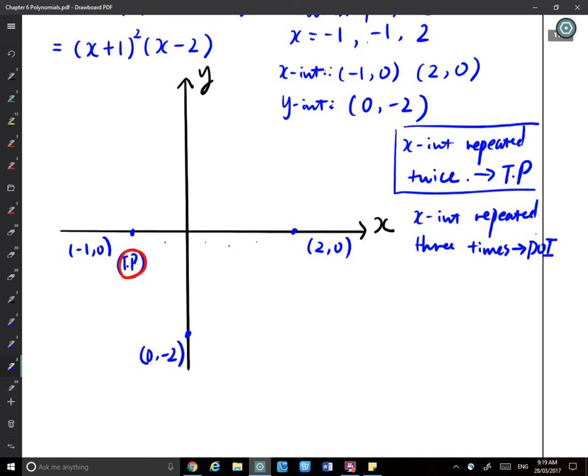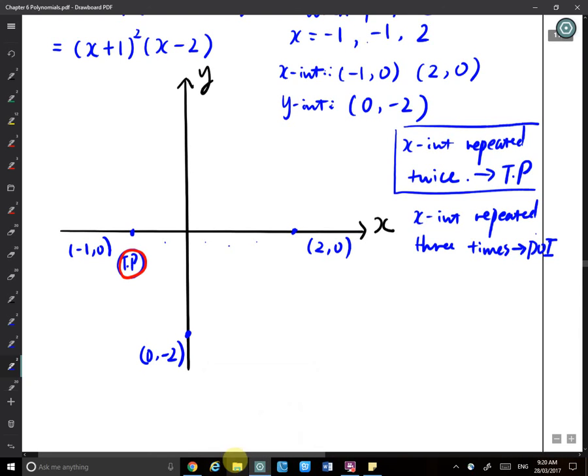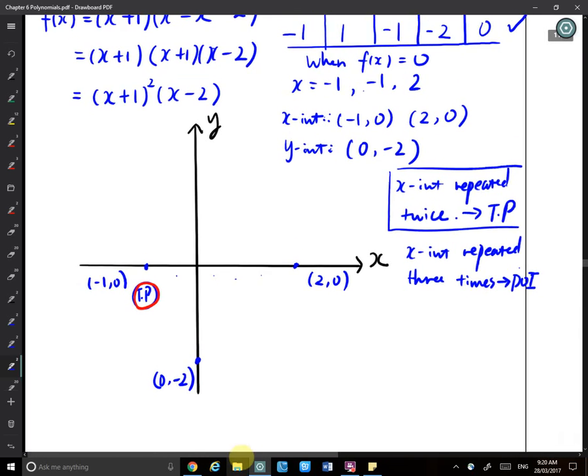I will show you the case which is more helpful for sketching a quartic. It's not really helpful to sketch a cubic, so I will show you that later. But today we'll finish up here.